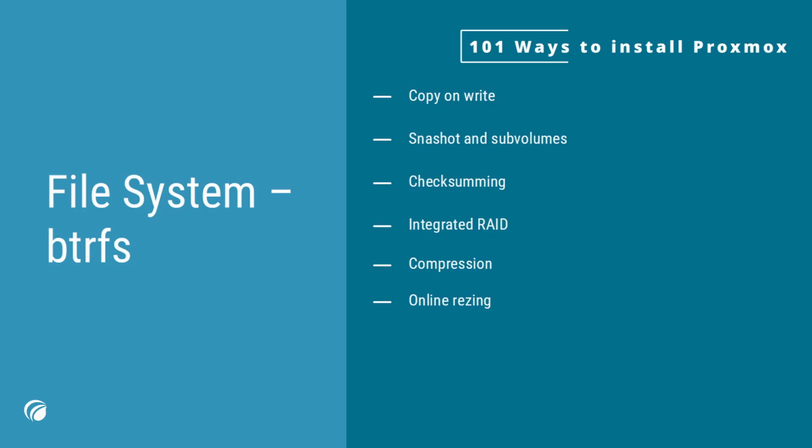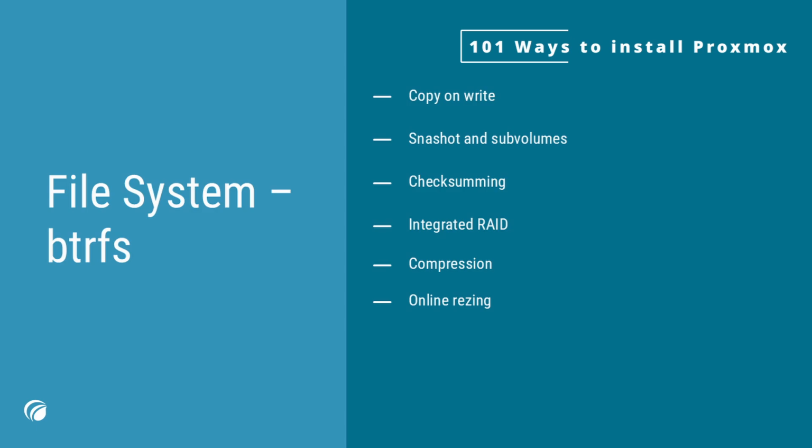And finally we have BTRFS. BTRFS is short for B-tree file system. It is still in experimental stage on Proxmox. It is a modern COW, or copy on write, file system designed for Linux. It is designed to address the shortcomings of traditional file systems like ext4. It's known for its rich feature set focused on data integrity, scalability and administrative simplicity.